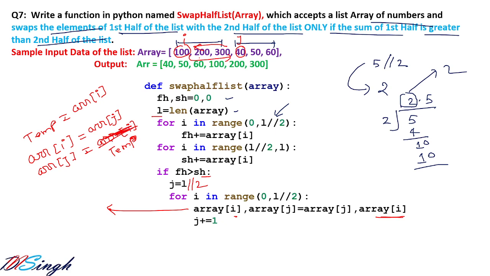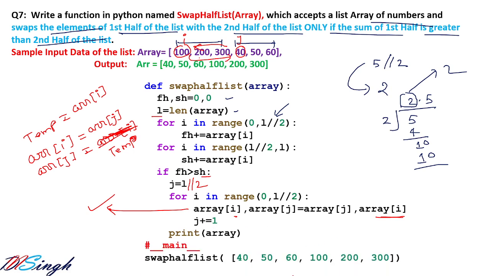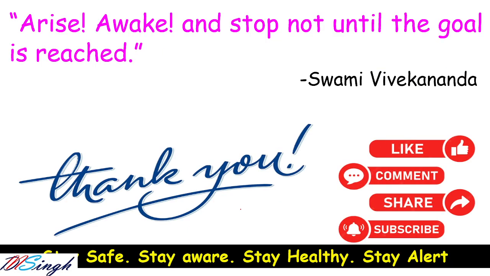This is the swap code for swapping two variables, but in Python you can write it in a single line also, in this fashion. Then this loop will be over. After that you are going to print the array, and inside main this is the function call that you can write or may not write, but in this way this question is being solved. I hope you are getting what I am explaining.